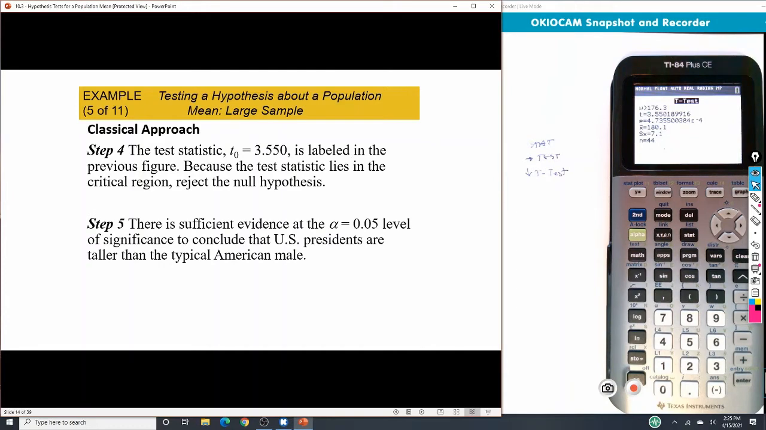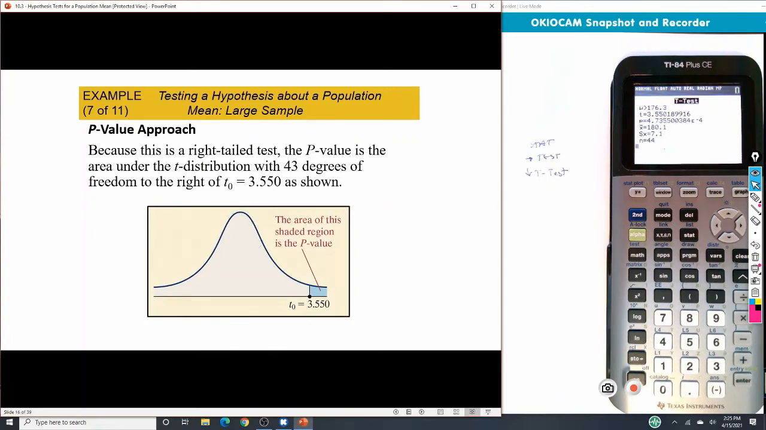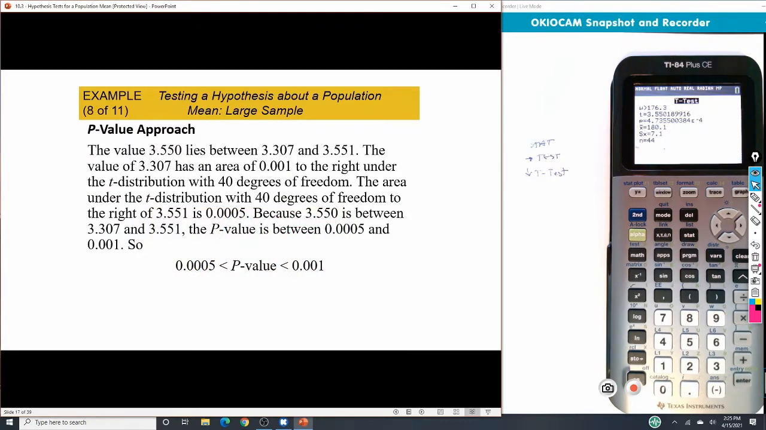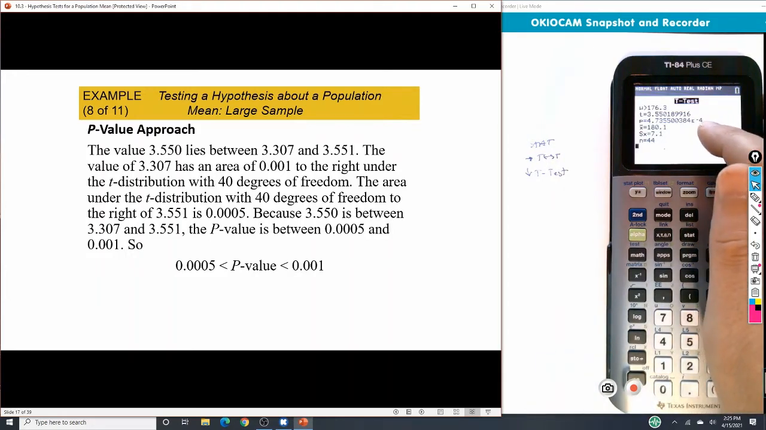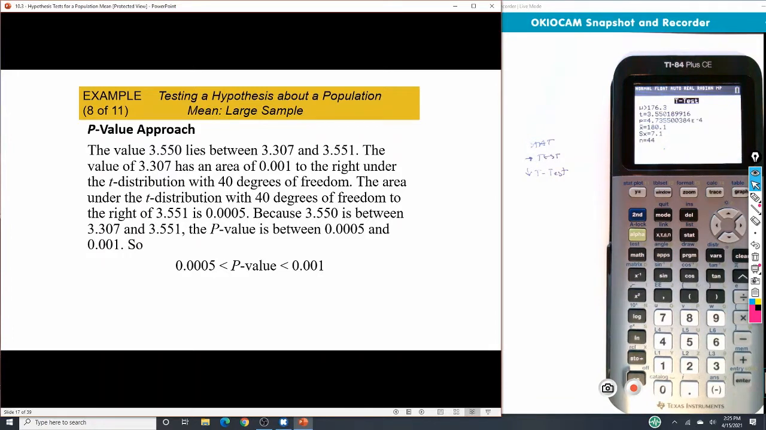Now, what about by the p-value approach? They still go through and find all those pieces, but then they want to look at where that is. Now, our p-value is very small. We see over here that it's 4.7, but there's e to the negative 4, that means that we move that over 4 places. So it's 0.0004. It's a very small number. And so they say there it's between 0.0005 and 0.001.